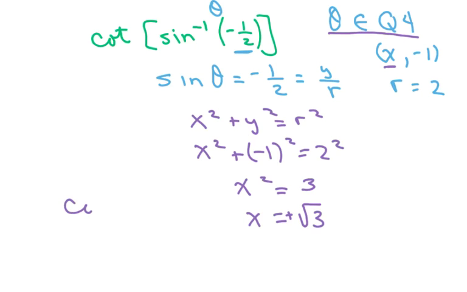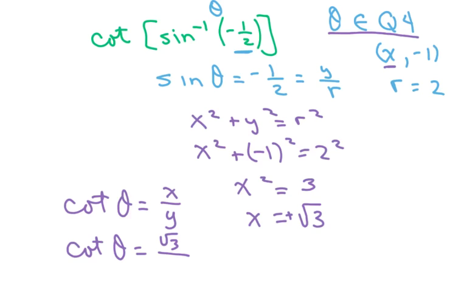Therefore, cotan of theta is x over y. And x is going to be positive. So we have cotan of theta equals square root of 3 over my y, which is negative 1. So my answer is negative square root of 3, which makes sense because cotan is negative in quadrant 4. Okay?